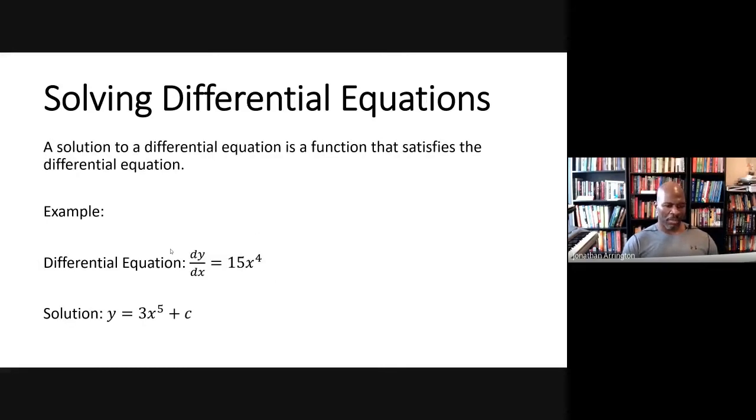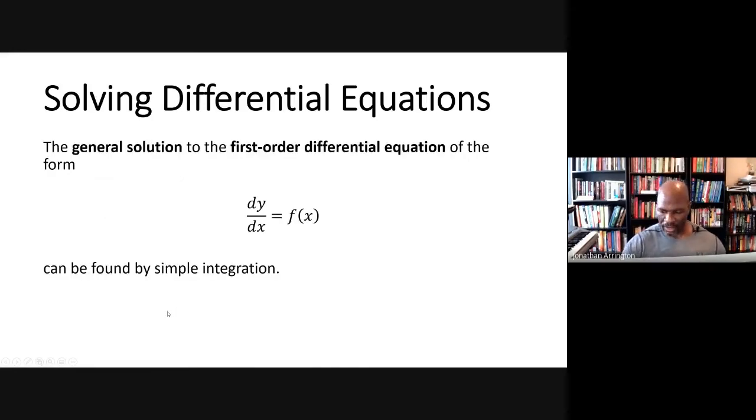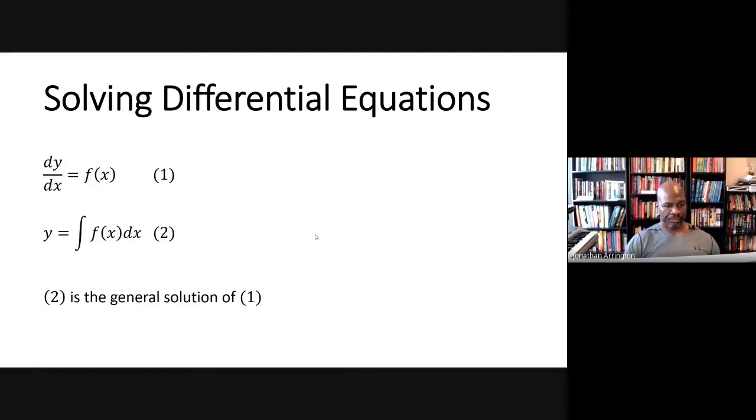If you look at this problem, and you're familiar with integration, if I simply integrate 15x to the fourth, I'm going to get 3x to the fifth plus c. So to solve a differential equation of the form dy/dx equals f of x, and when I say of this form, that means the right side is a function only of x. In our second lesson, the differential equation is going to be a function of x and y. But here, it's only a function of x. And again, we can just solve it by simple integration.